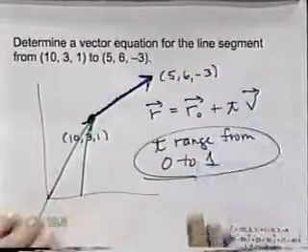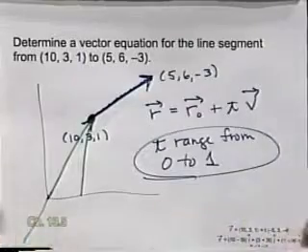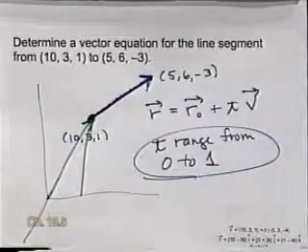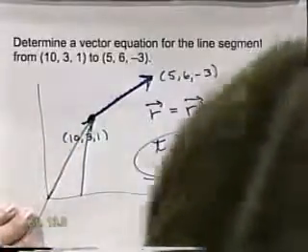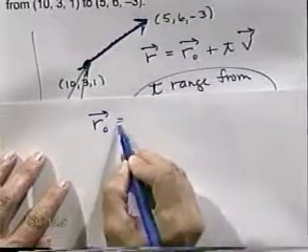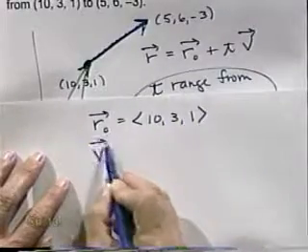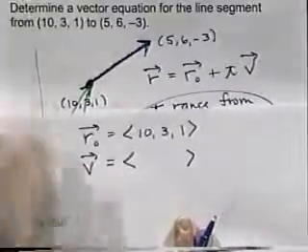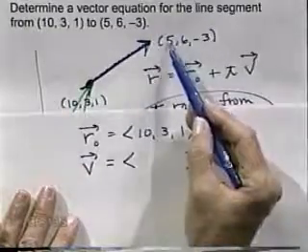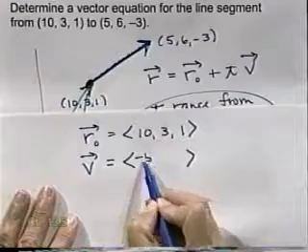That's the only difference. So we need a particular point. I'm going to make my particular point be (10, 3, 1). So I'm going to let my r naught be the vector (10, 3, 1). I need a vector v that's pointing in the direction of the line. What's vector v going to be? 5 minus 10, which is a negative 5.